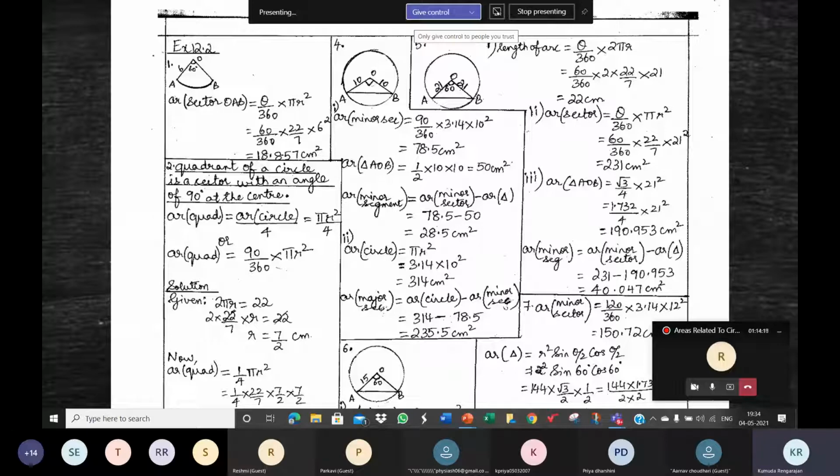Next one, find the area of the segment formed by the corresponding chord. So this is the segment formed by the chord AB. How do we find the area of the segment? It's the area of the sector, which we've already found, minus the area of the triangle. Yesterday we understood that this is an equilateral triangle because the sector angle is 60 degrees. So root 3 by 4 into side square, which is 21 square. So find the area of the triangle. The difference will be the area of the segment.